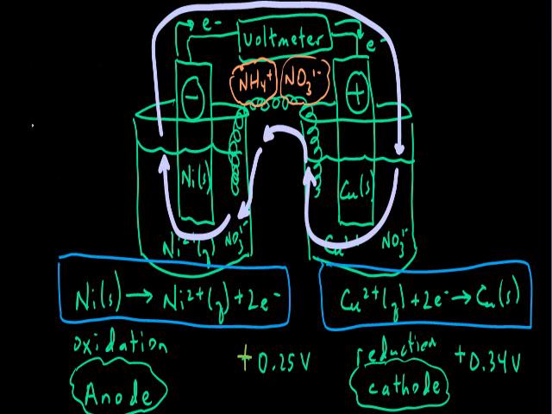Consequently, in our setup here, the nitrate or negative ions are going to move into the nickel beaker. Simultaneous to that, the ammonium ions, which are positive, would move in the opposite direction, and the ammonium ions will move into the copper beaker.